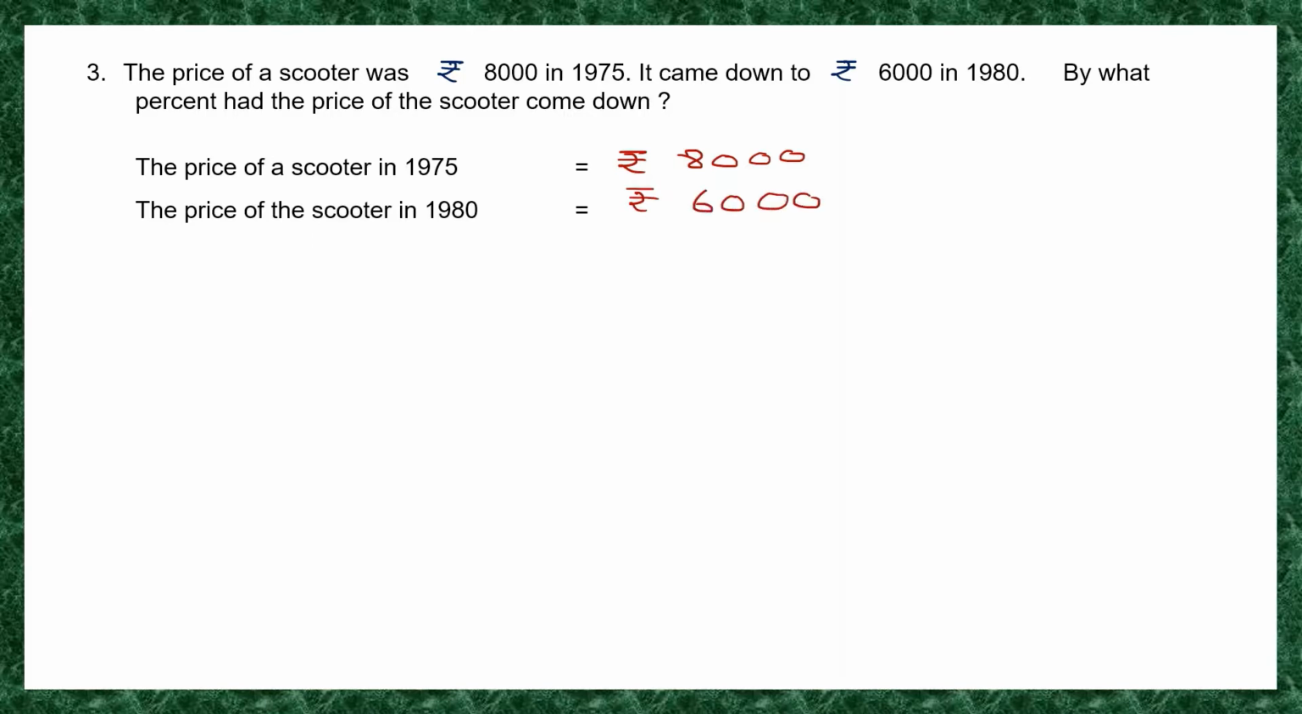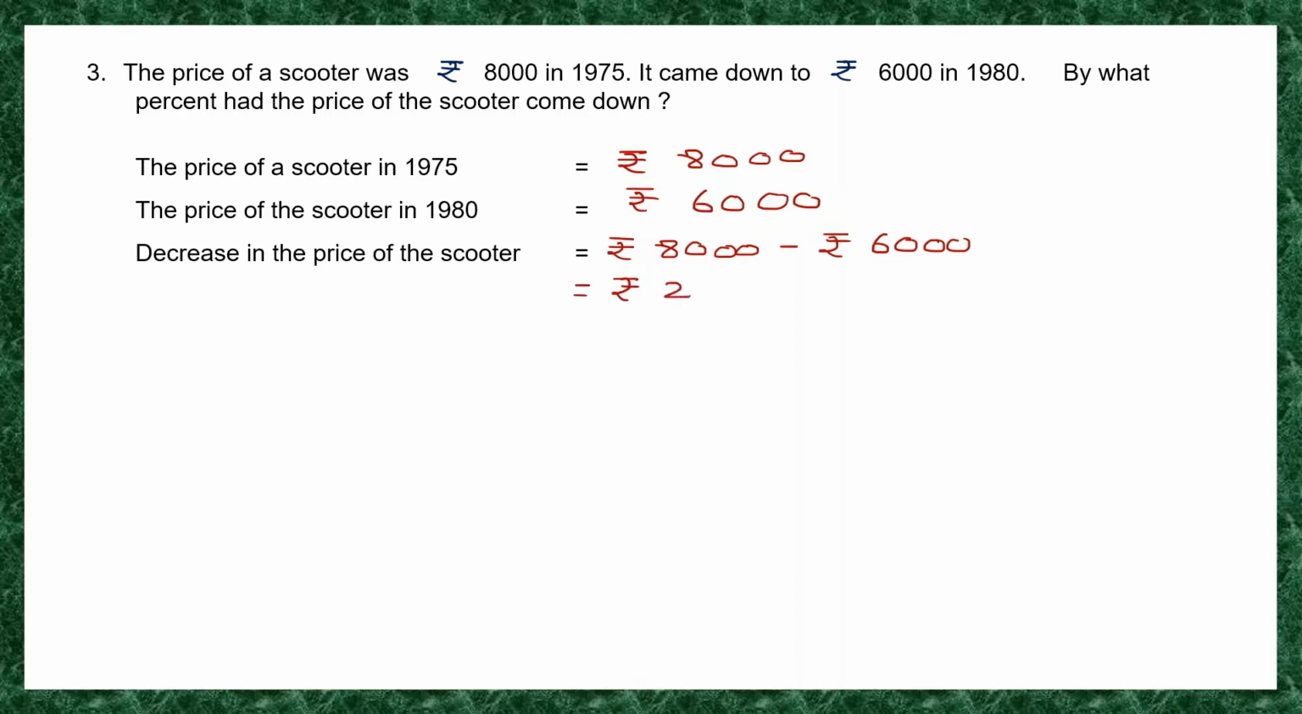So that means there's a reduction in price, isn't it? So what is that decrease in price? How much did it come down by? So let's find that out first. So that is 8,000 rupees. If you minus 6,000 from it, you will be able to find. So 8,000 minus 6,000, 8 minus 6 is 2. So it is 2,000, isn't it? So decrease in the price of the scooter is 2,000. Now we need to find by what percent this has come down, okay? So percent decrease in price. We found the amount, now we have to find the percent.